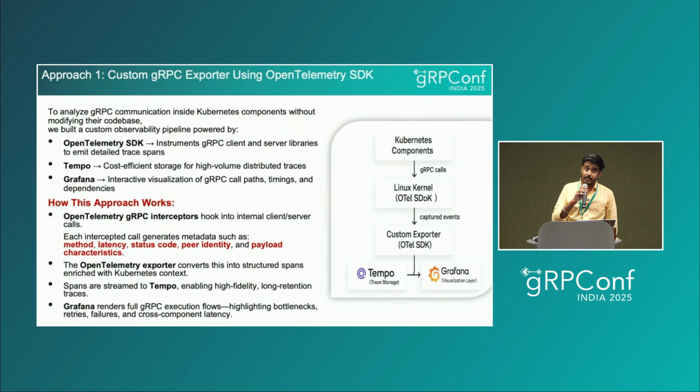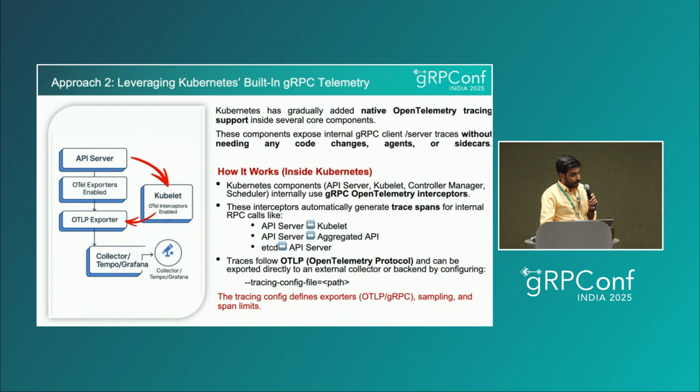But there's one issue with this approach. Kubernetes itself has identified this problem that we need tracing at the runtime layer. So from Kubernetes version 1.22 itself, it has started giving us native OpenTelemetry exporters. In approach 2, we'll be enabling those exporters internally. Since we have a shortage of time, we won't be diving deep into approach 1. We'll be giving a demo of our approach 2, that is leveraging the built-in gRPC telemetry exporters.